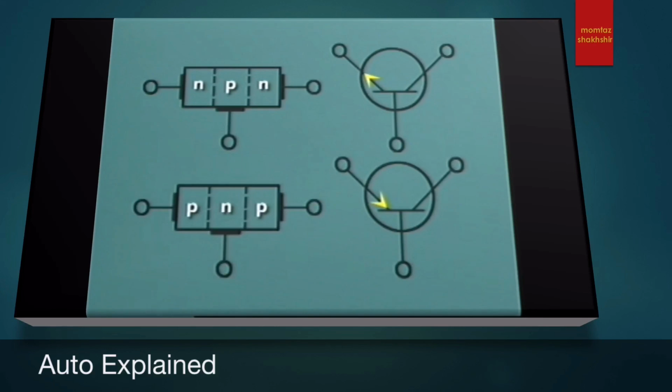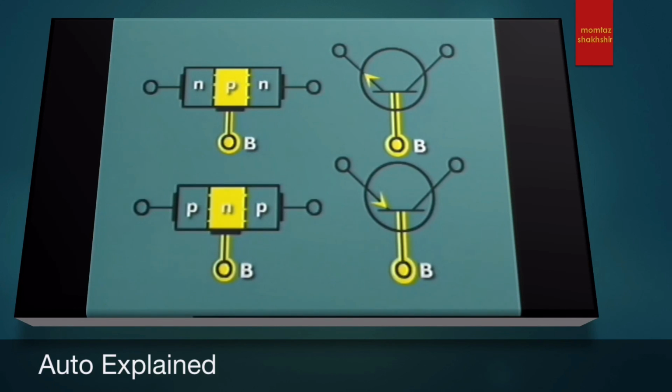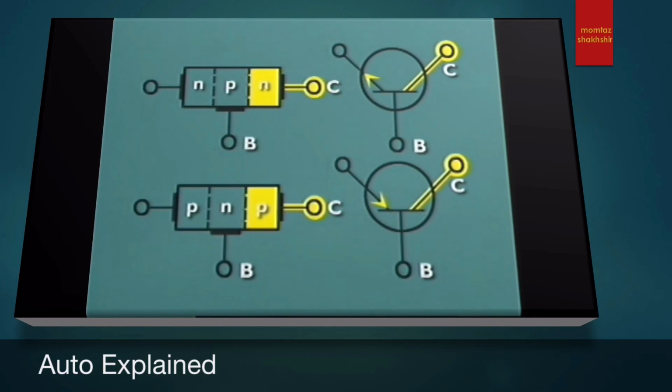Each of the 3 regions has a terminal. The center region is always called the base. The outer regions are the collector and the emitter. In the symbol, the emitter is the terminal with the arrow, always pointing to the negative material. In this circuit, this NPN transistor can act as a switch.